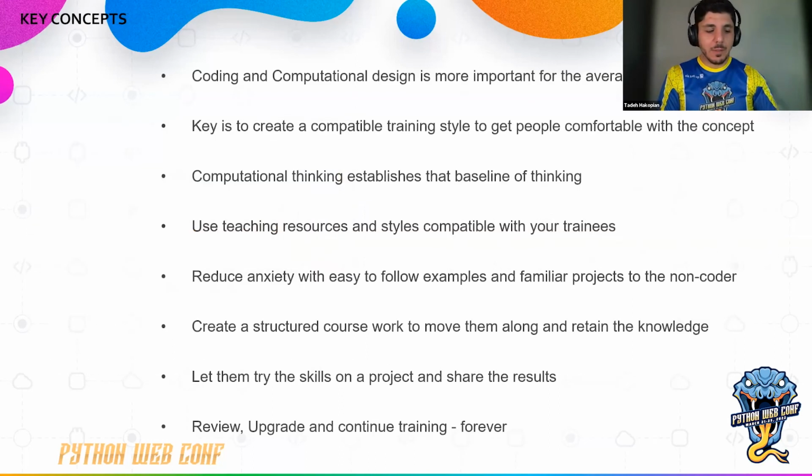So, key concepts. Let's review everything we talked about. Coding and computational design is more important for the average person these days, because the average person needs to learn more of the nitty-gritty of the code. Out-of-the-box software solutions, even for a pretty comprehensive set of software like what we use in the design world, aren't going to give you the same kind of fulfillment as creating your own tools and your own processes. So we have to get better at that kind of stuff.